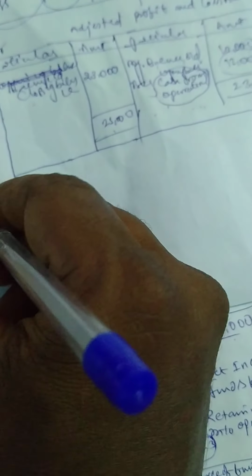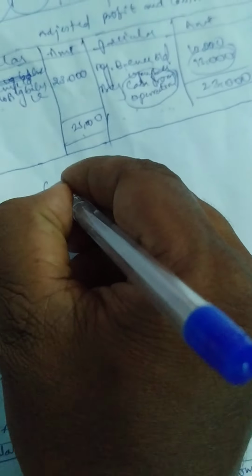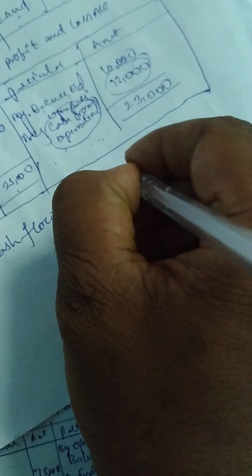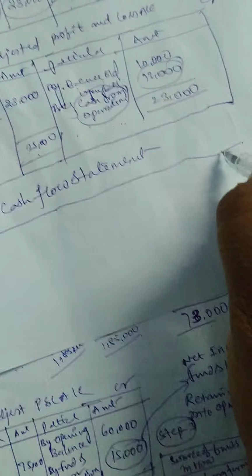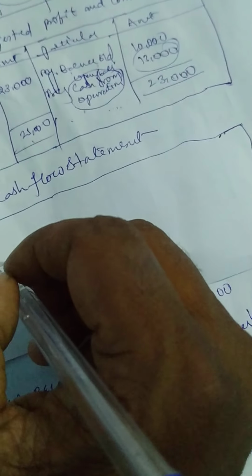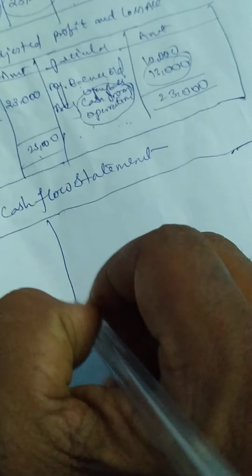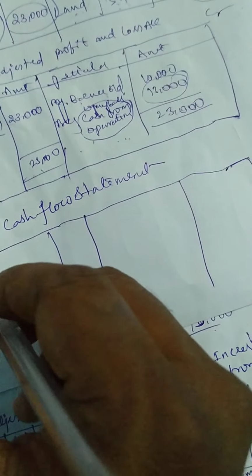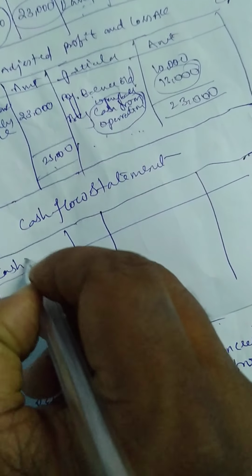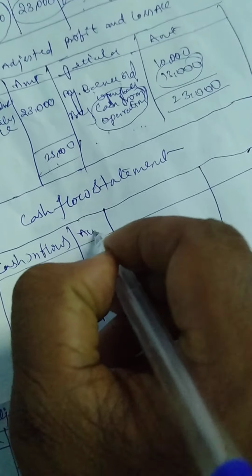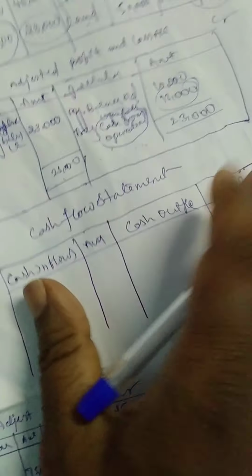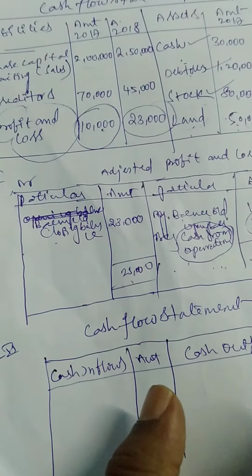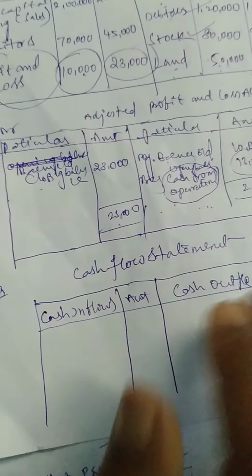Next, step 2: cash flow statement. So what is the format? Same as the funds flow statement, where we have source as inflows and application as outflows, but in this format there are only cash inflows and cash outflows, no source and application. Cash inflows amount, cash outflows amount. Just observe the question for the difference.